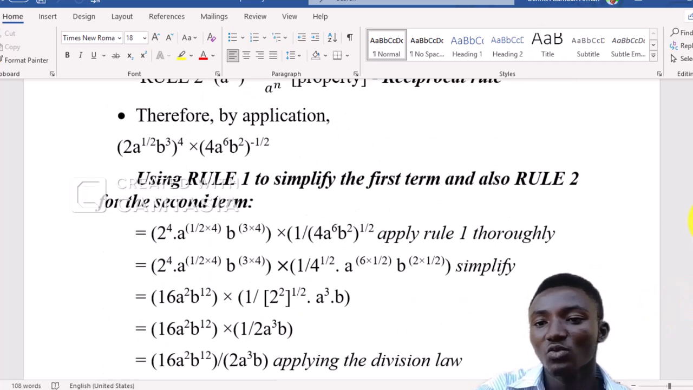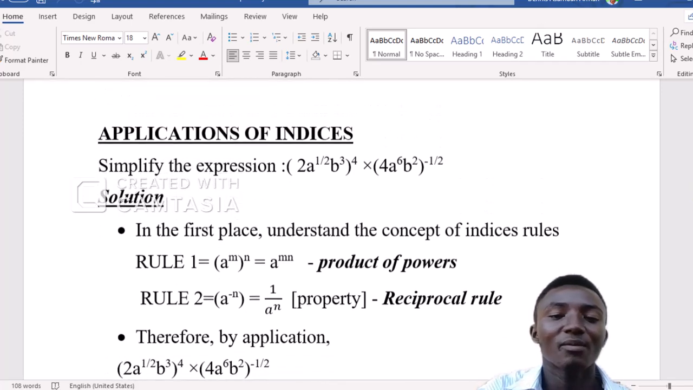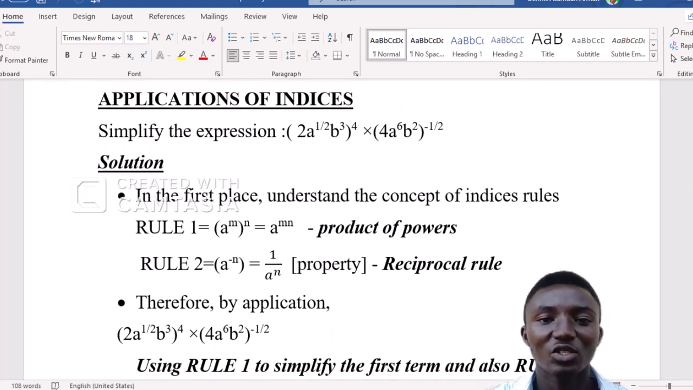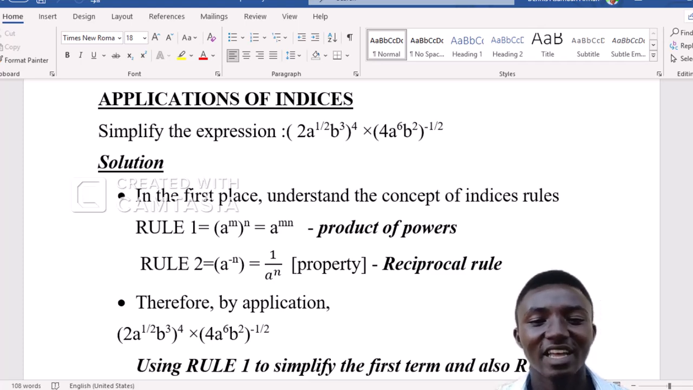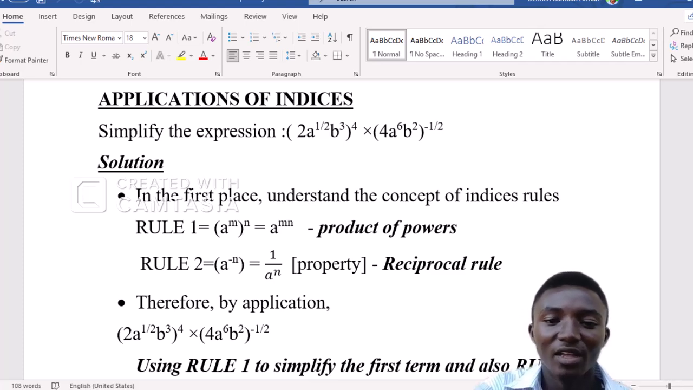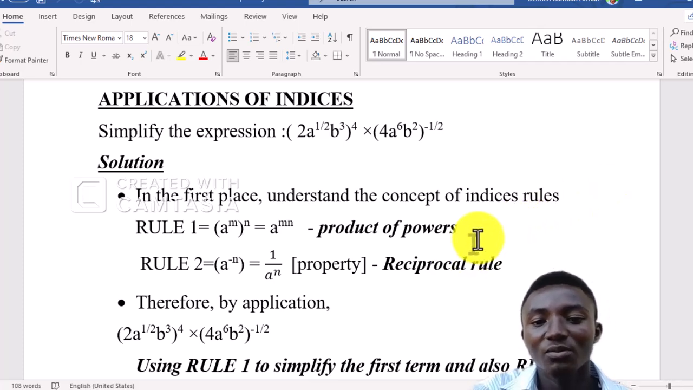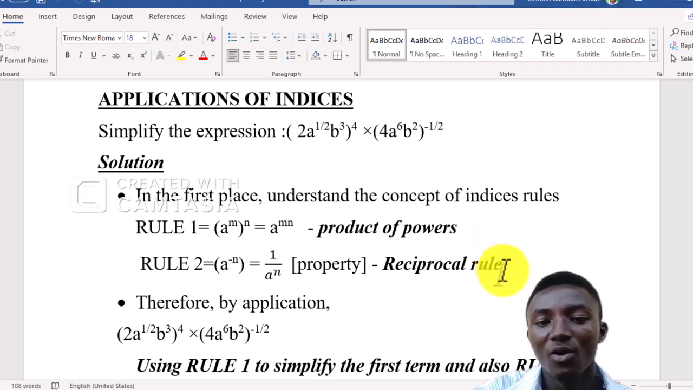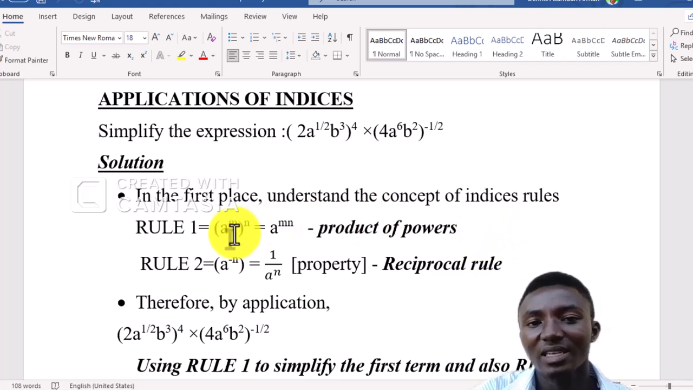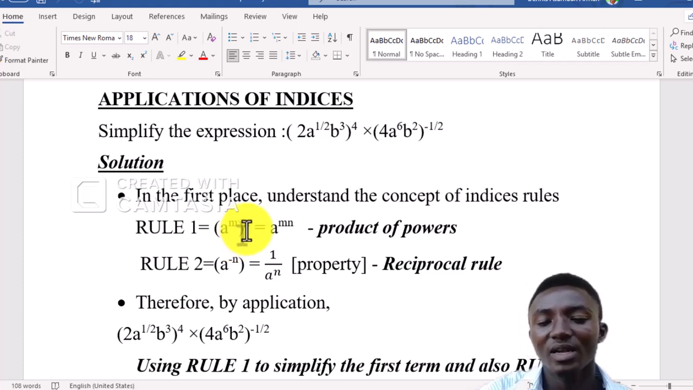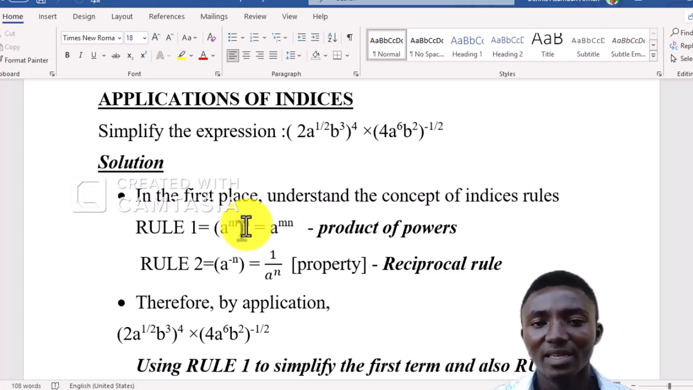Initially, this was a problem, and I just want to wrap everything up for you. Don't forget, it's an application in indices, and I've already instructed you that anytime you have such questions in this form, you need to base on the rules and properties in indices and tackle the problem. So, viewers, what I'm telling you at this point is we have a product of power rule and also a reciprocal rule. The product of power occurs when you have an expression in this form. You use the power outside the bracket to multiply the power in the bracket. But it should be everything in the bracket, okay?